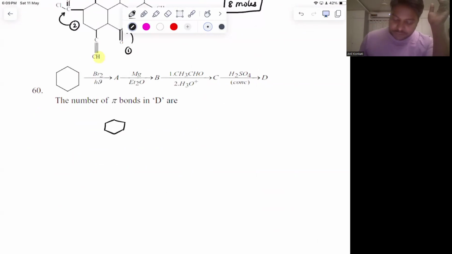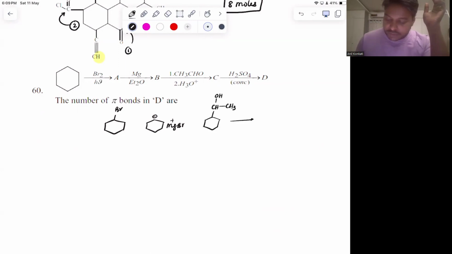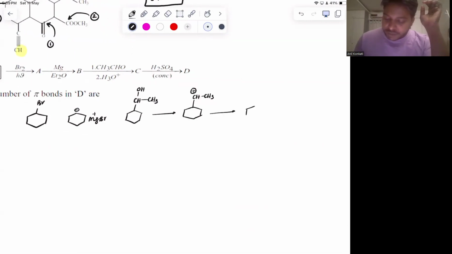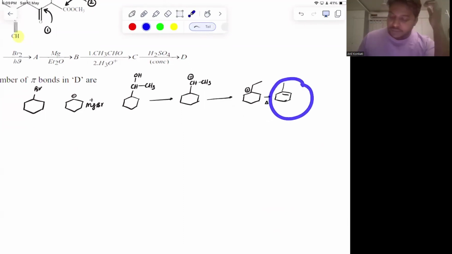Check out first bromination. We'll get Br here. Then we have minus with MgBr plus. Then we have attachment here. So as an alcohol, we'll get this alcohol. Then we will get carbocation first because H2O is leaving. Then carbocation will get rearranged here. Carbocation will come here. After that, elimination will happen on heating. So this is the product. So this is the final product D.